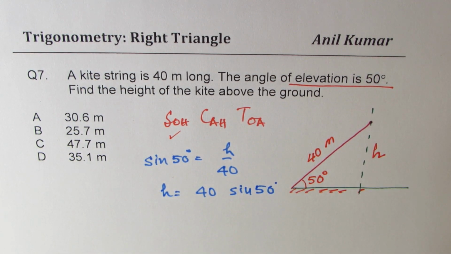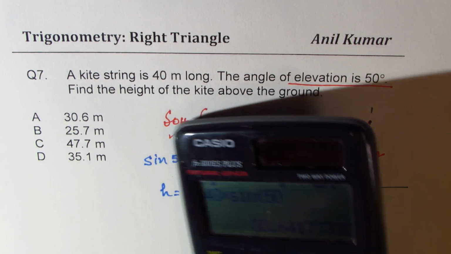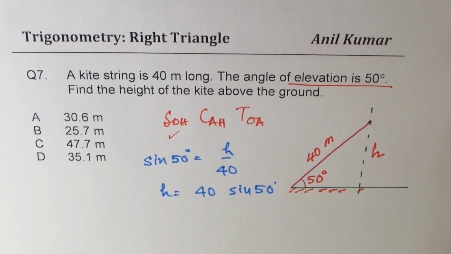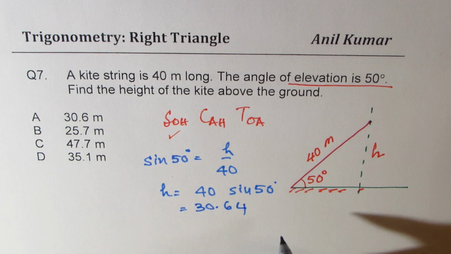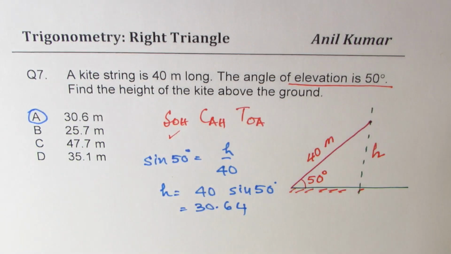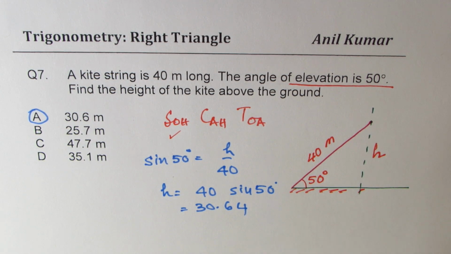So let's use the calculator. 40 times sine of 50 degrees is equal to 30.64. So 30.6 is the first option. That is the right answer in meters.